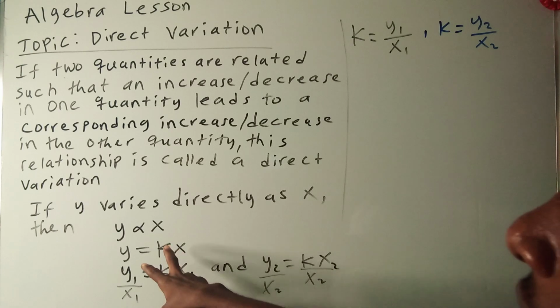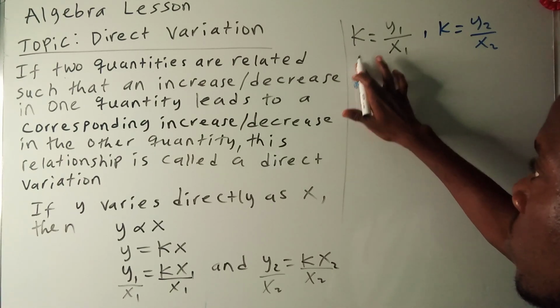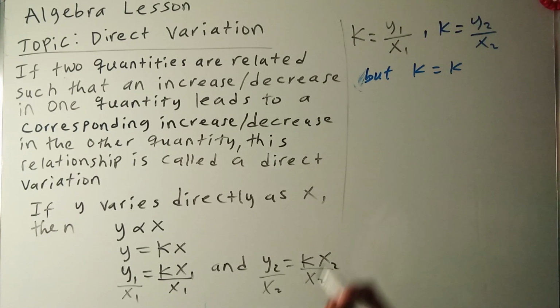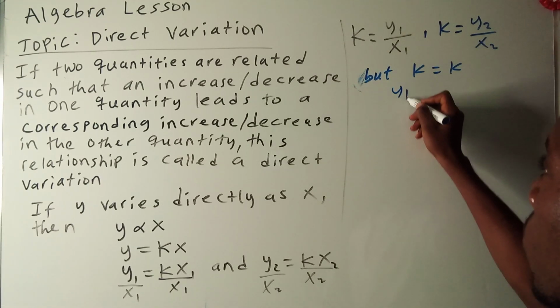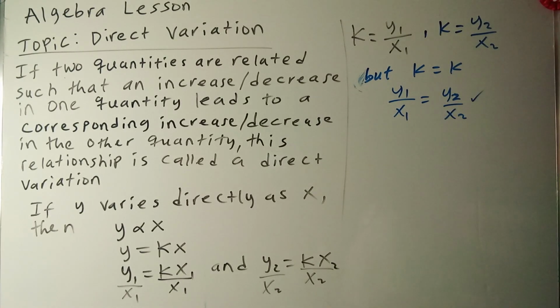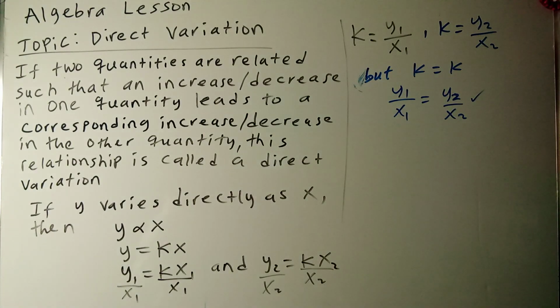Now, the constant will be the same for whatever values of x1, y1, and x2, y2. So we say k is equal to k, meaning the value of k here is the same value of k here. And if you equate these two quantities, you have y1 over x1 is equal to y2 over x2. And this is the formula we use to solve problems under direct variation. Now, we are going to look at an example of how we can solve problems using this equation, and then we give you an example to practice.